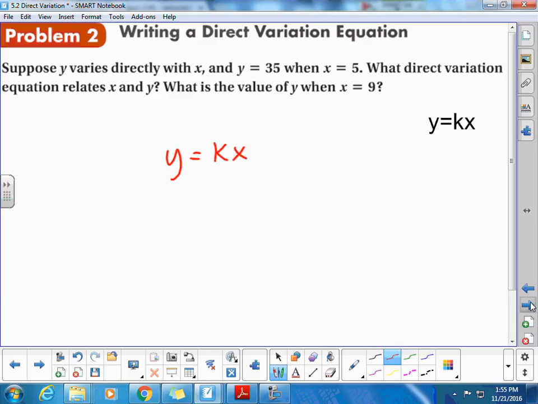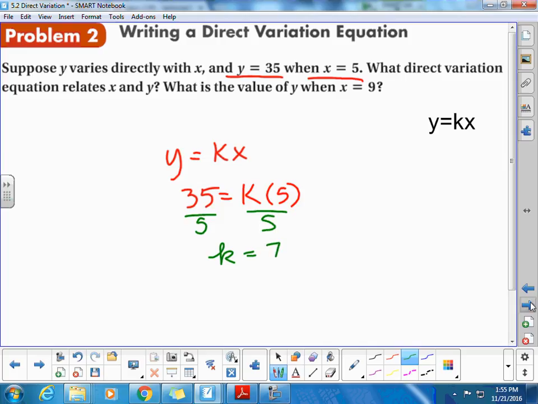So how do I find that? I'm just going to take the y they give me and the x they give me. So y, 35, equals k times x. How do I find out what the k is? I get k by itself by dividing by 5. And I get k equals 7.